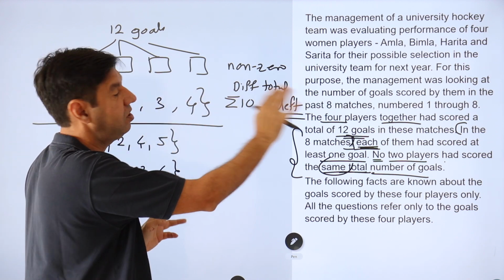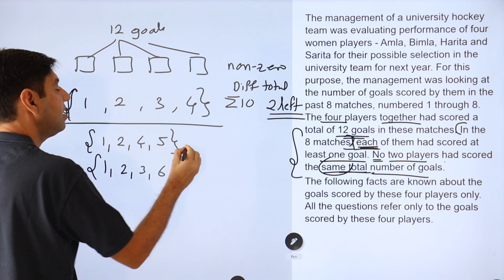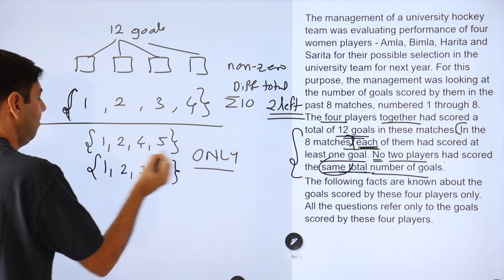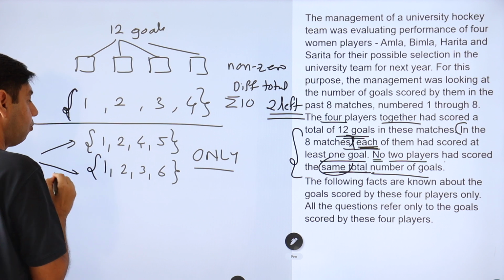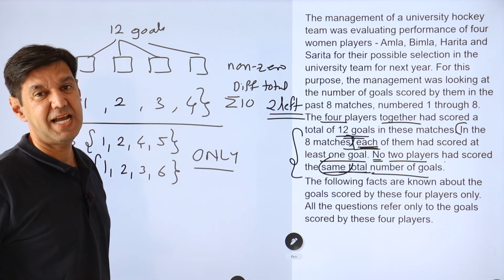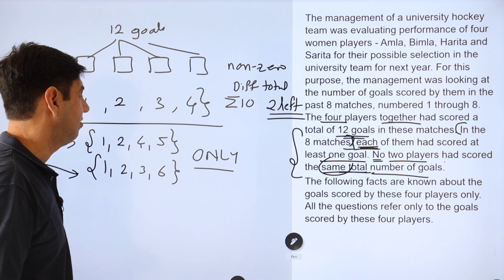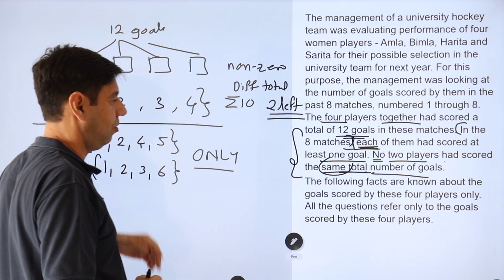So that is all the ways that I can do. These are the only 2 ways in which the 12 goals can be divided amongst the 4. And if I don't do this analysis, there are points that I'm going to keep missing later on, students. They're not going to come just by observing them.